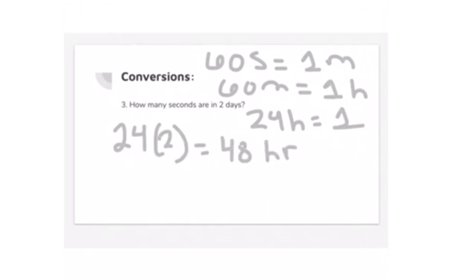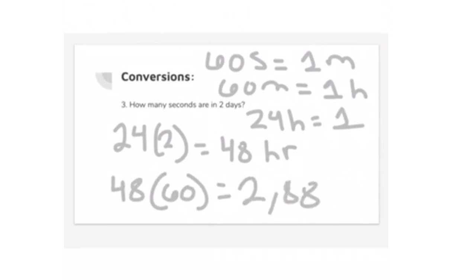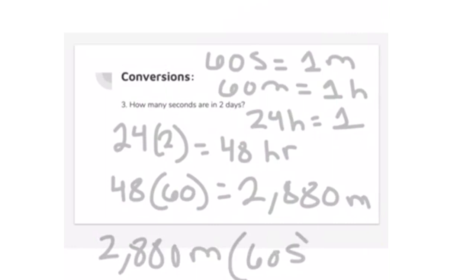Then we'll convert those 48 hours into minutes. Well, we know that each hour has 60 minutes. So we're going to do our 48 hours times 60 minutes. That should give us 2,880 minutes. Now we're going to have to multiply that by another 60 because we know in each minute there are 60 seconds. So 2,880 minutes times 60 seconds. That will give us 172,800 seconds are in 2 days.